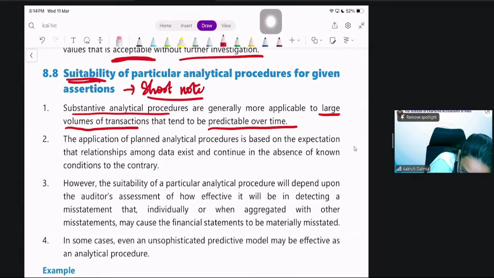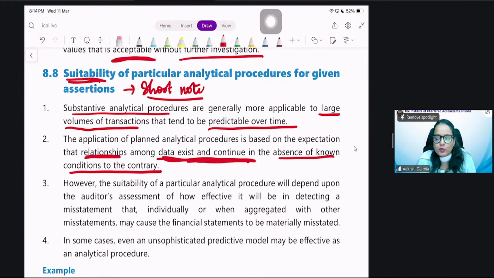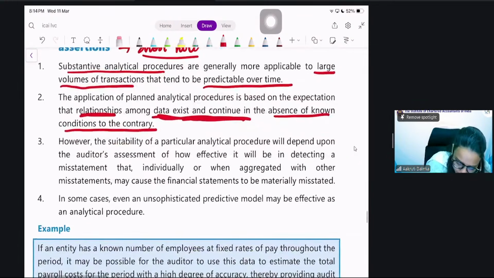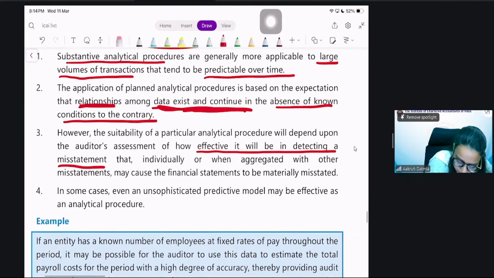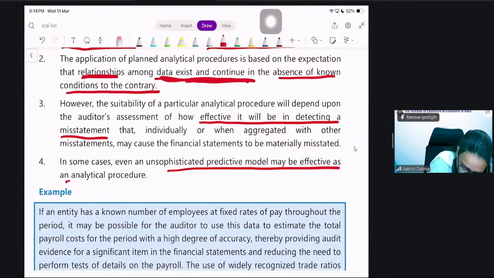Then there is a relationship between data that continues to exist in absence of known conditions to the contrary, which means I am assuming this relationship is continuing. I don't have any reason to not believe it. Matlab, unless and until something else has happened, in absence of known other conditions, I will assume that the relationship is continuing the same way. Okay. Suitability also depends on how effective is your misstatement detection category. Okay. And predictive model can be used as an analytical procedure.